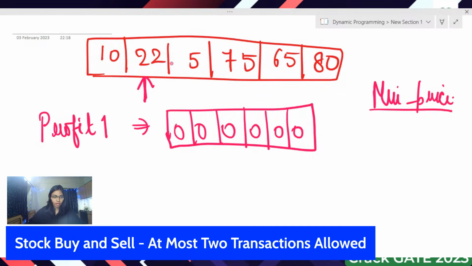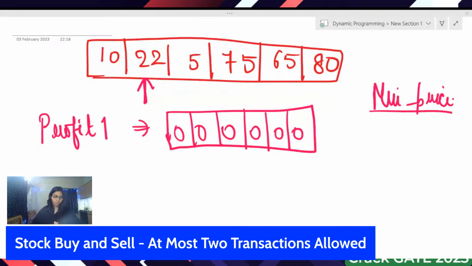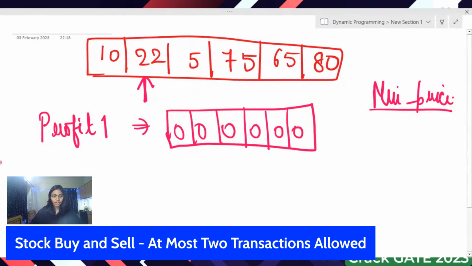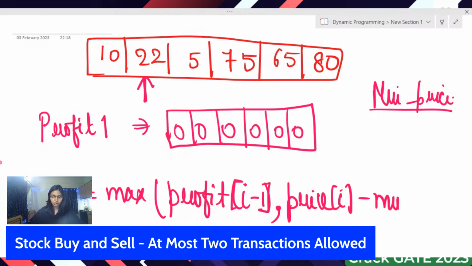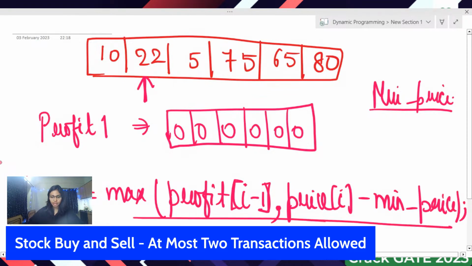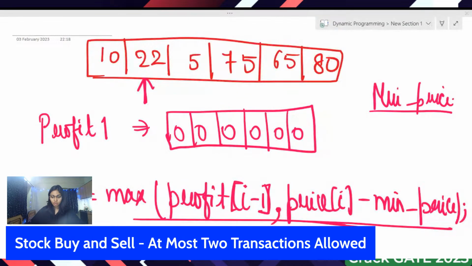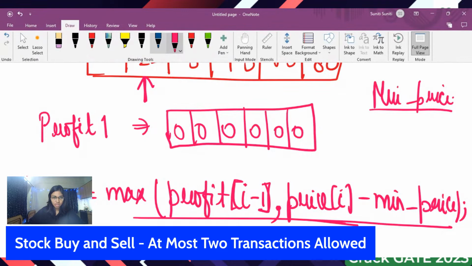From I equal to 1. Minimum price is simply the minimum value till this point, and we are going to update the profit table as profit 1 is equal to the maximum of profit at I minus 1, or current price minus min price. This is very similar to how we did it when one transaction was allowed. We were doing it the same way, current price minus minimum price. All right, let us start filling this table.